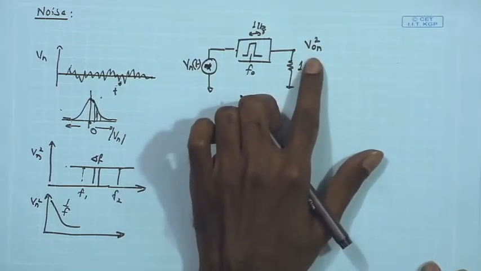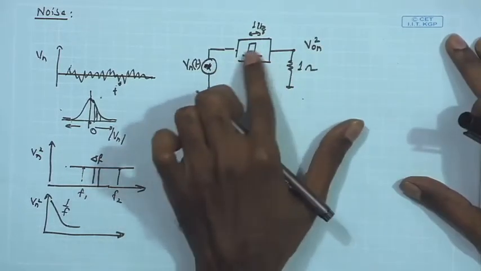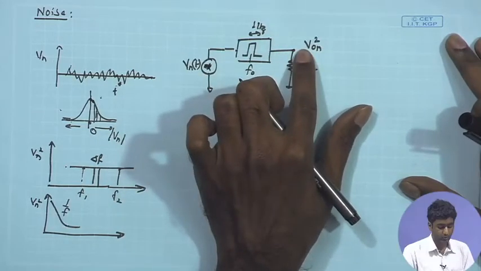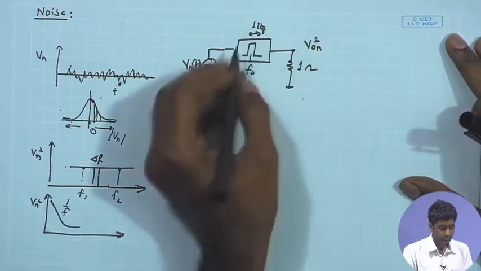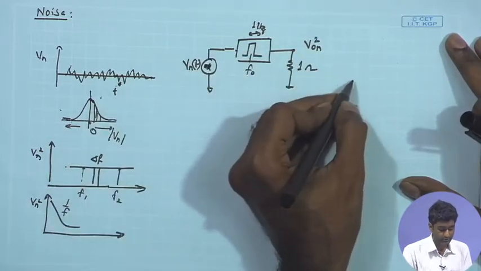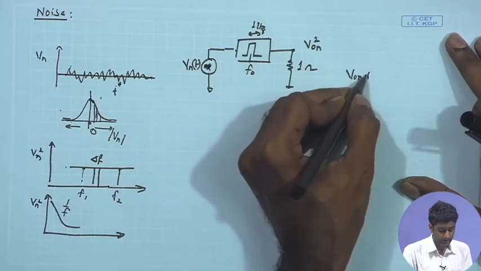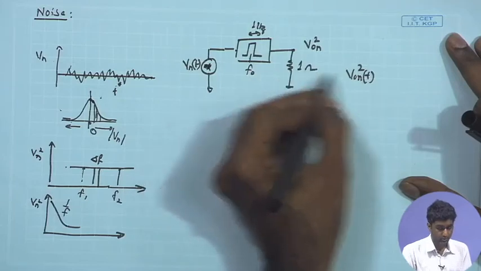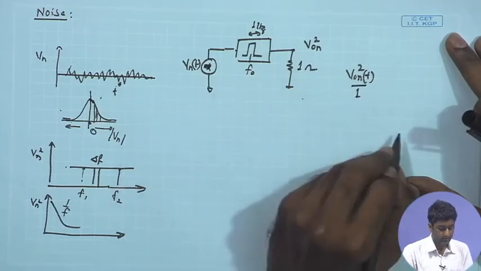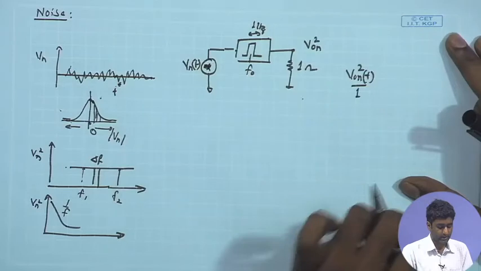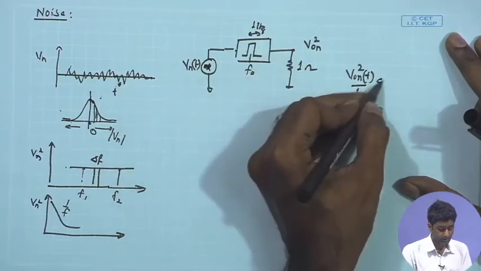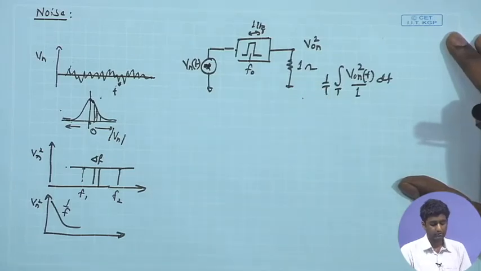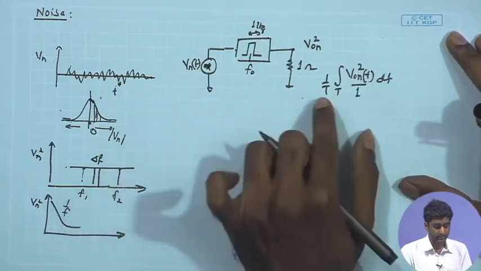What is the significance of mean square? If we want to obtain the power delivered by this noise source to this 1 ohm resistor, I need to look at the mean square value. For a large time duration, if I find V o n t square, and V o n t square divided by R, which is 1 ohm, that gives me the power delivered instantaneously at a particular time instant, and the integral of that over dt for a particular time divided by that time duration will give me the average power delivered during that time t.